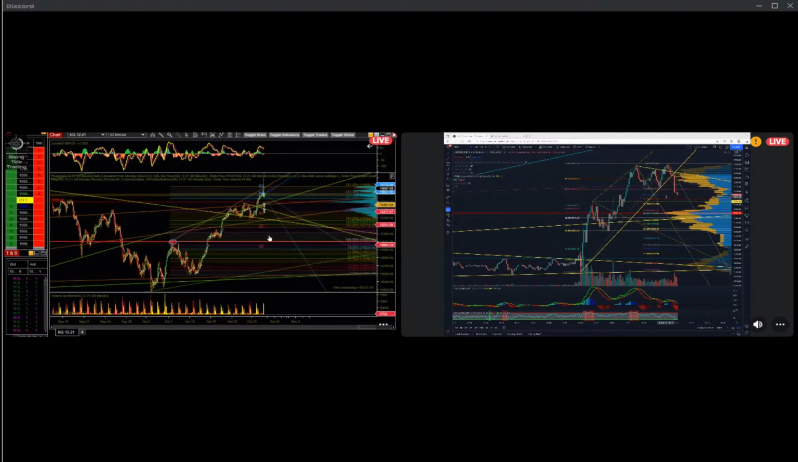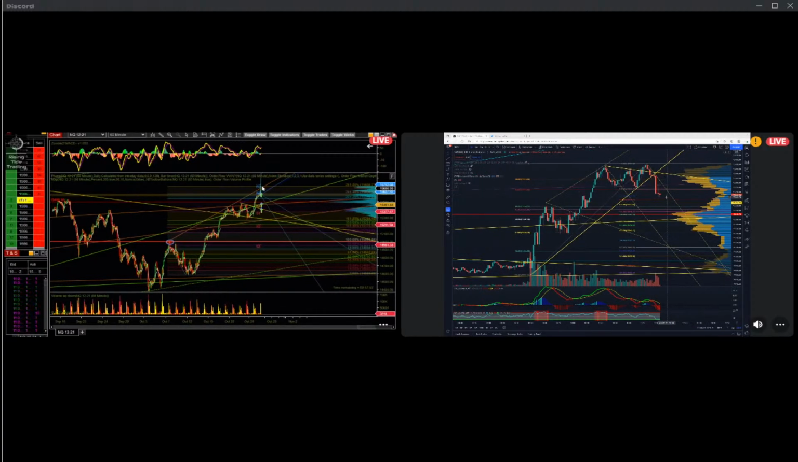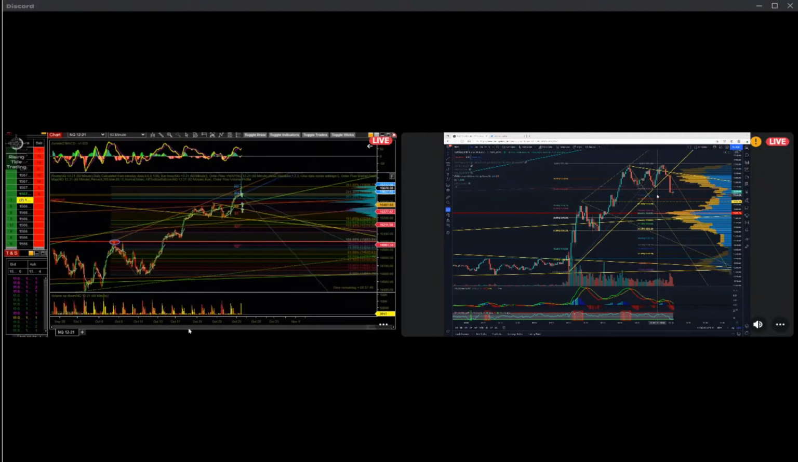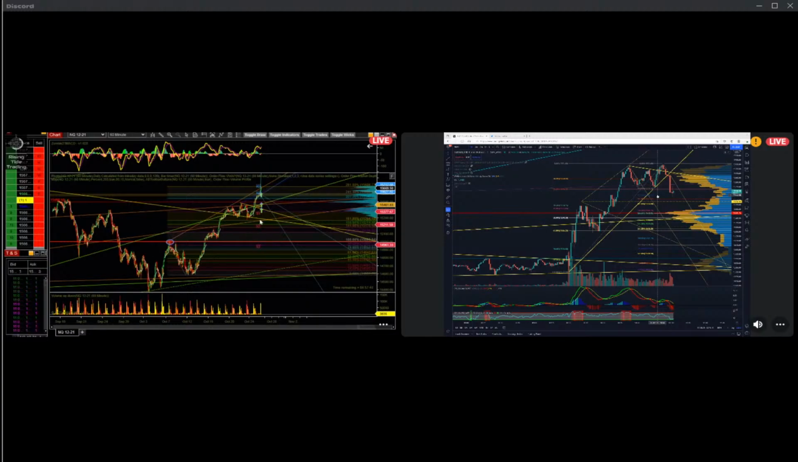And look at this. We touched the 261. I did not notice that. Of this harmonic here, we touched the 261. That's why we bounced down. Do you guys see this? So we touched the 261.